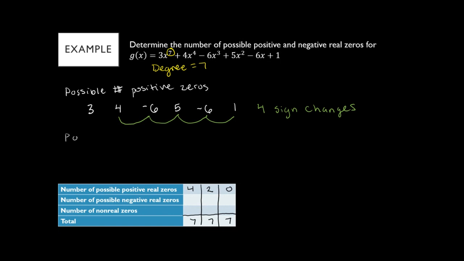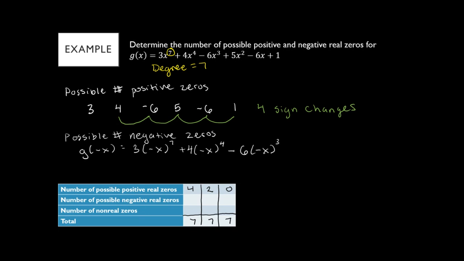Next, we want to find the possible number of negative zeros. So g of, and we plug in negative x, equals 3 times negative x to the 7th plus 4 times negative x to the 4th minus 6 negative x cubed plus 5 negative x squared minus 6 negative x plus 1.